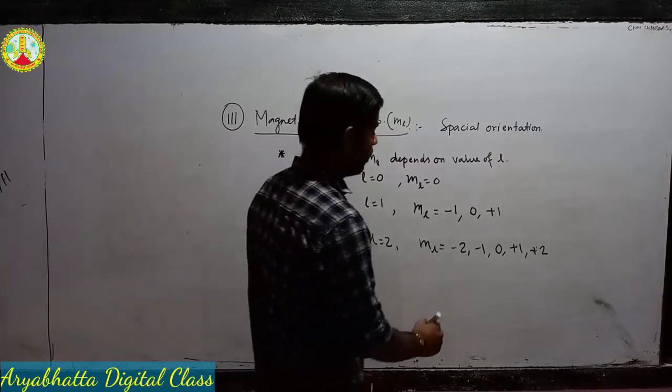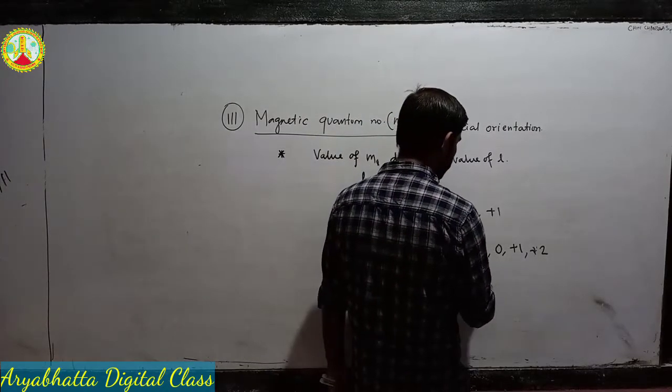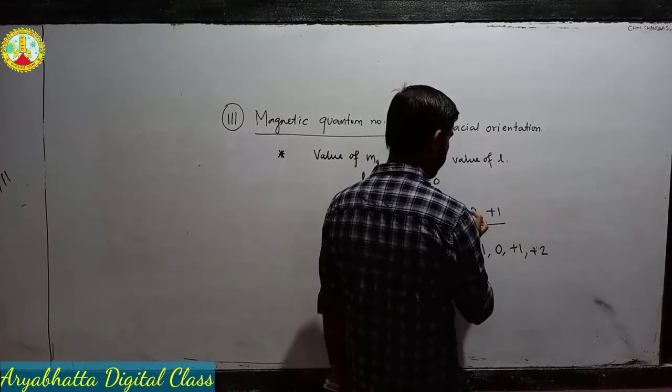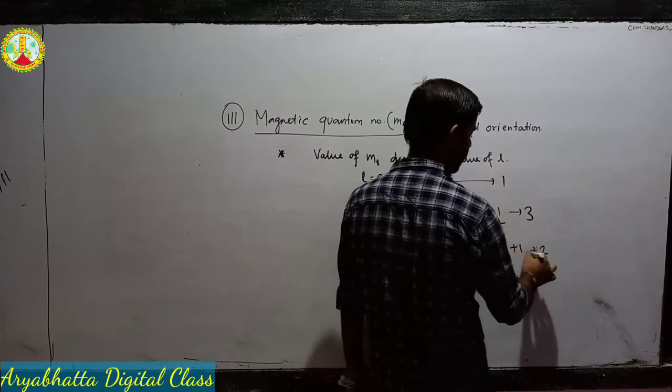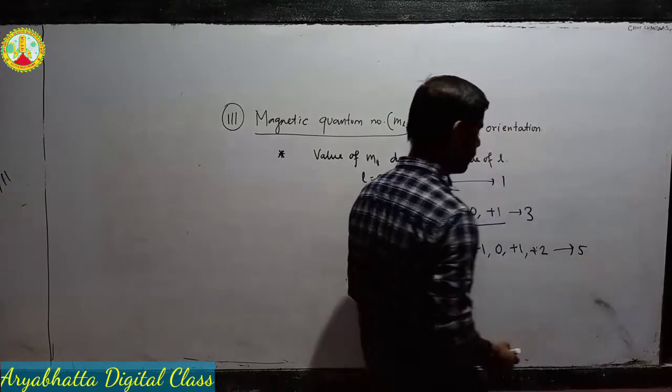See, for ml you have got 3 values: -1, 0 and +1, that is 3. This is 1, this is 3, and you will see that this is 5.